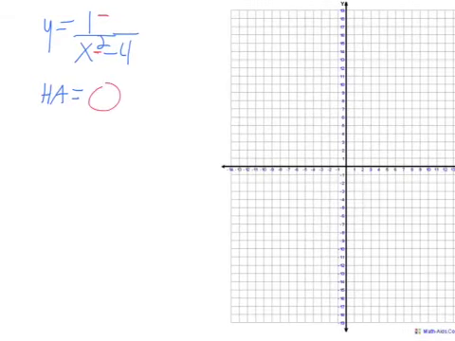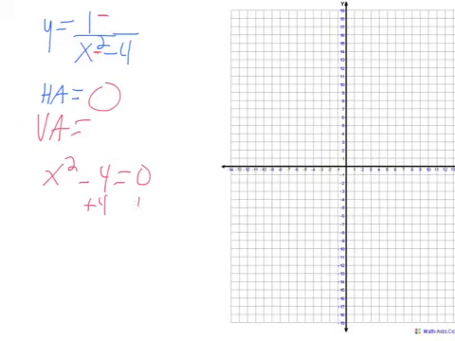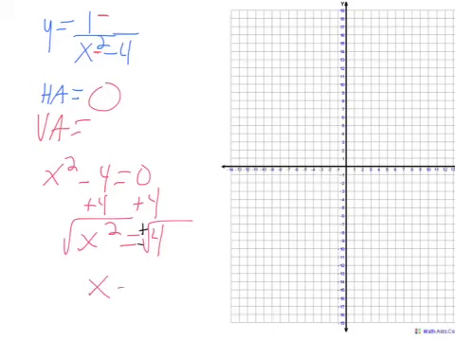The vertical asymptote is found when you set the denominator equal to 0. The next thing that you want to do is to simply add 4 to both sides of this equation. That will give you x squared is equal to 4. Then you simply take the square root of both sides in order to get x alone, and once you solve for the square root of 4, you'll get 2. This gives you your vertical asymptote.